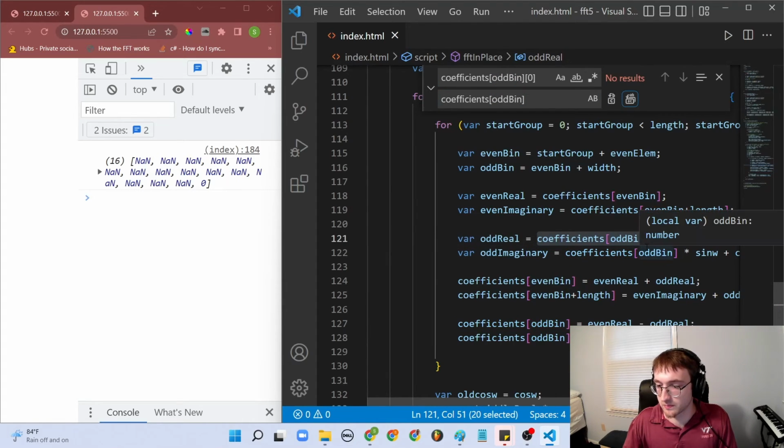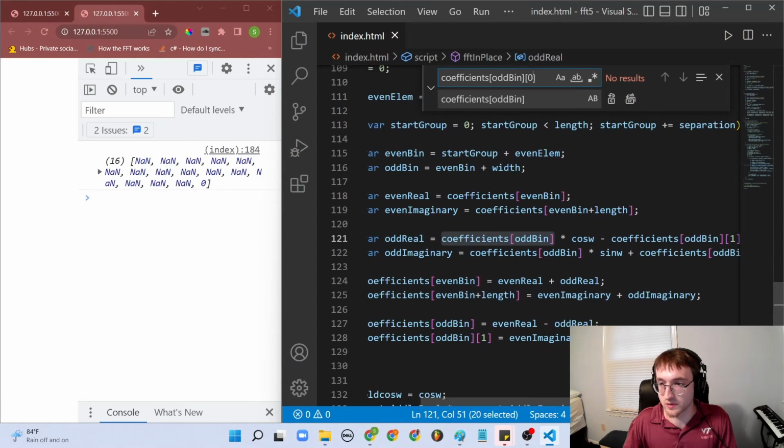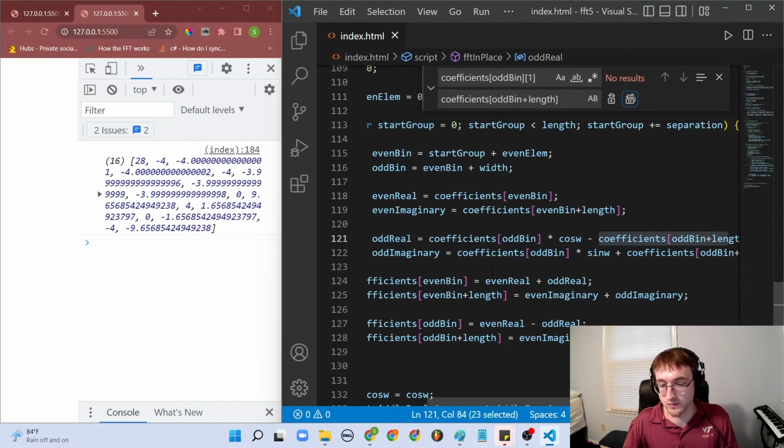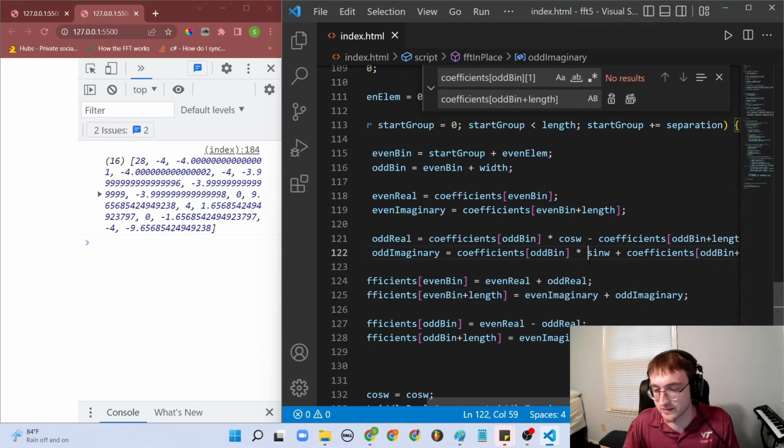And the same thing, but with plus length. Alright, and as you can see, now we go 28, -4, -4, -4. So it looks like everything has retained its workingness.